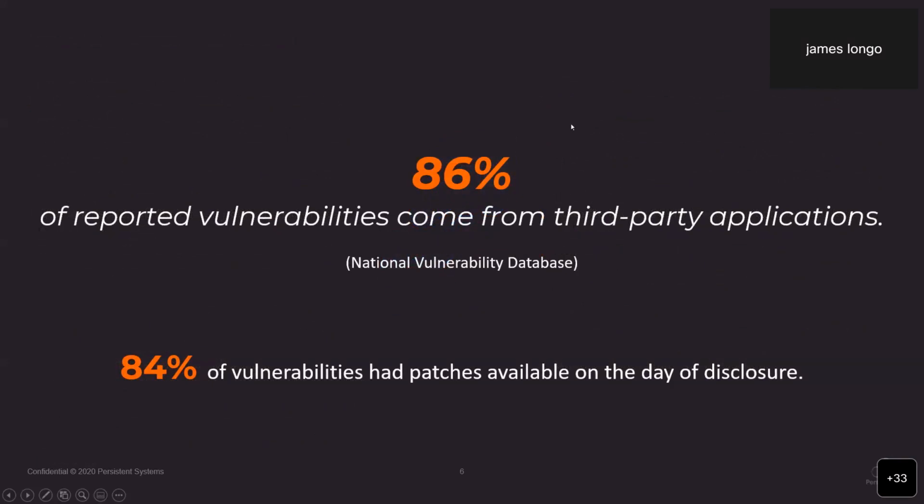Some statistics. 86% of reported vulnerabilities come from third-party applications. 84% of vulnerabilities had patches available on the day of disclosure. And that's pretty impressive, right? For the third-party applications we're talking about here, this is not Microsoft. Microsoft will release a 0-day patch when there is a critical vulnerability. However, third-party vendors are different, where they will release their patches on the same day the vulnerability is exposed.